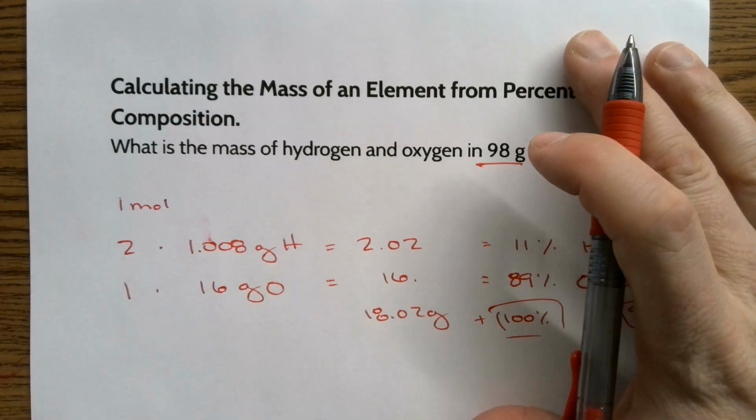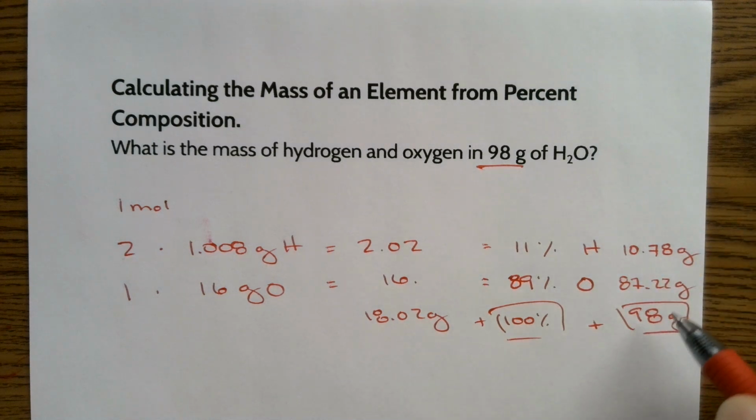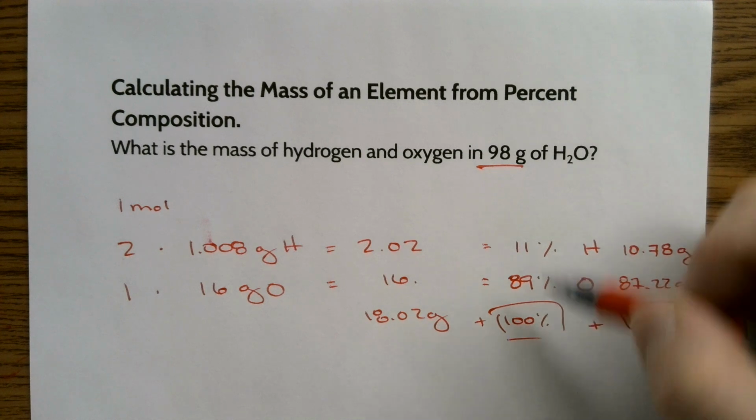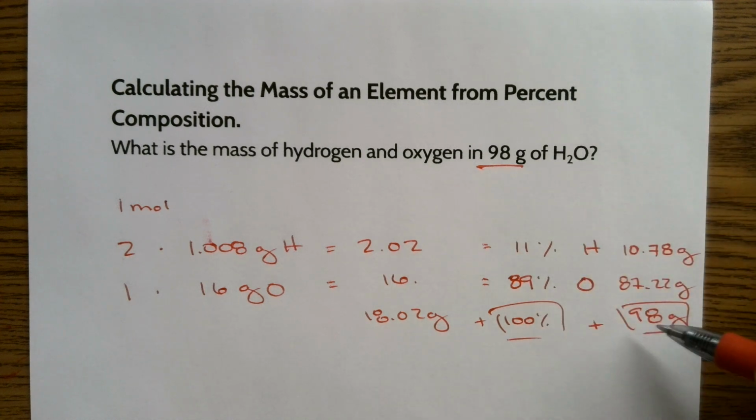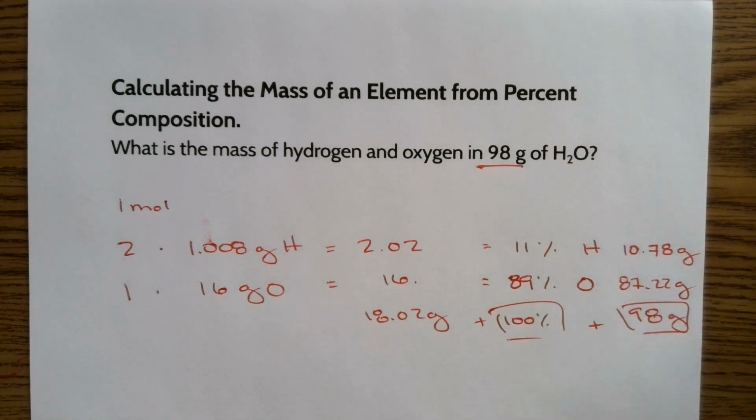If you need to, you can watch that previous video. It goes over everything we just talked about. Make sure to always check your answer. Add up your values, and it should equal what you're comparing it to. This is a percentage out of 100, and this is out of 98 grams. If we had 88 grams, it would just be out of 88, and our numbers would vary.